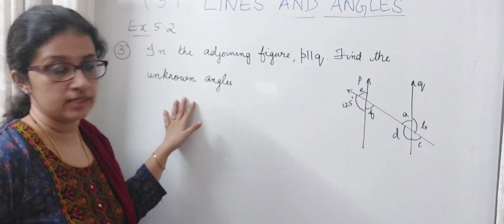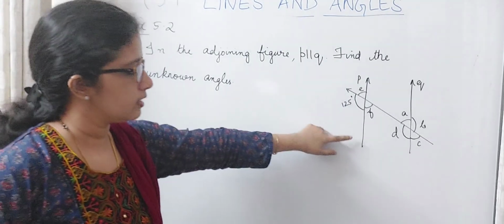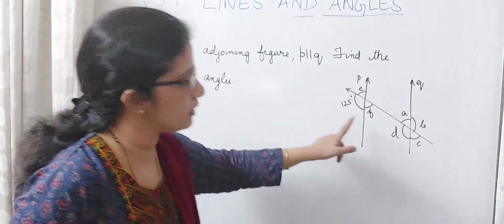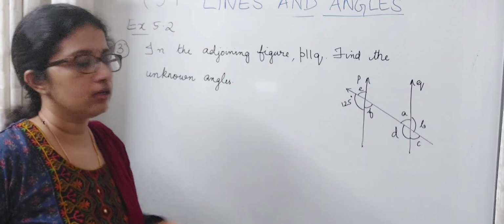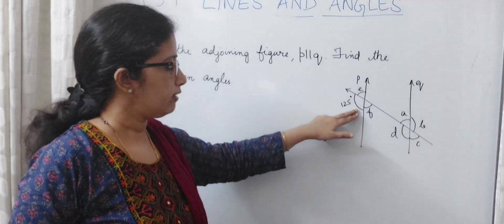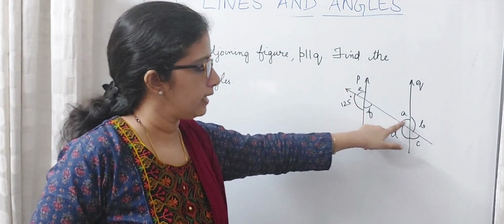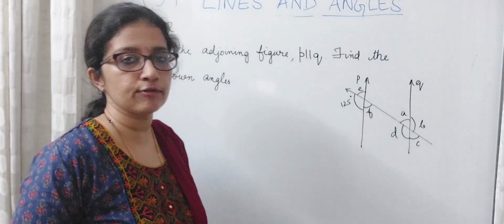Now the third question is, in the adjoining figure, P is parallel to Q. That is, this line is P, this line is Q. They are parallel lines. Find the unknown angles. They have given only one angle, that is 125 degrees, and we have to find A, B, C, D, E and F. So all these angles we have to find.